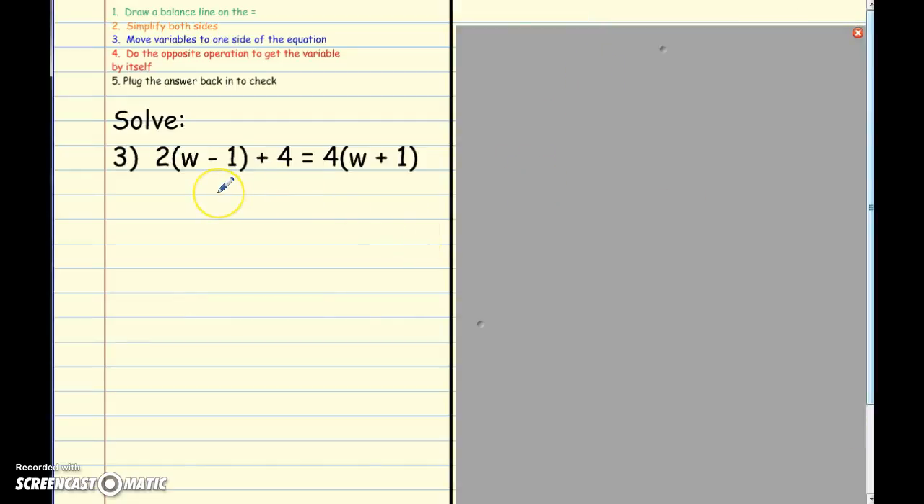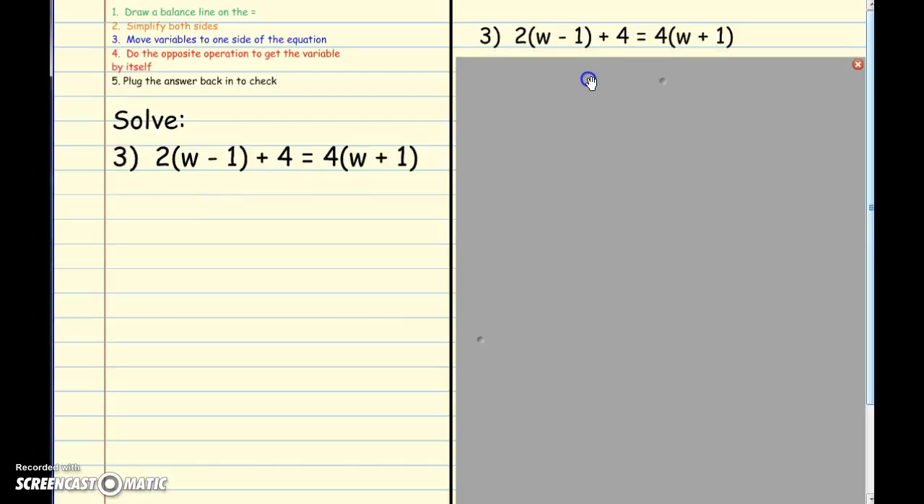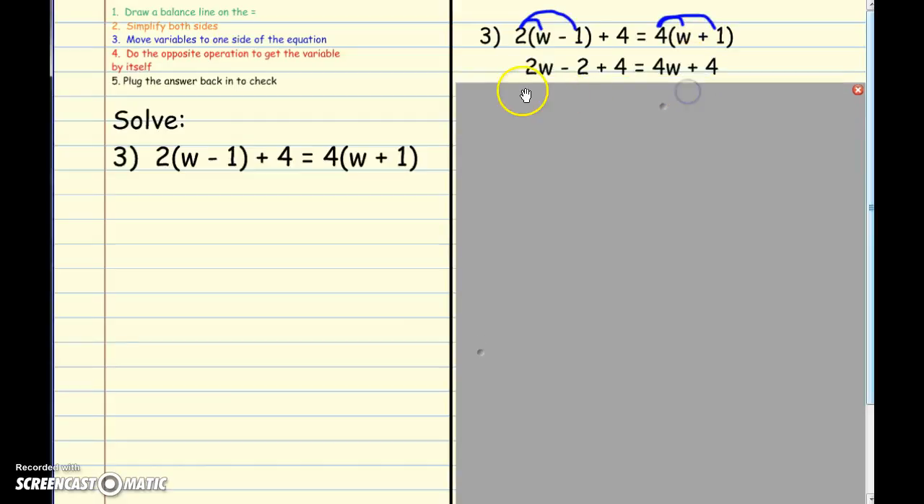This one's just a titch more complicated. One thing you should see here is that there are parentheses. We've talked about this already, but we need to simplify this by distributing. We're going to give that 2 to everything inside the parentheses on the left, and we're going to give that 4 to everything inside the parentheses on the right. When we do that, we get 2w minus 2 plus 4 equals 4w plus 4. Then, going back to those 5 steps, we want to simplify the left-hand side of this equation.